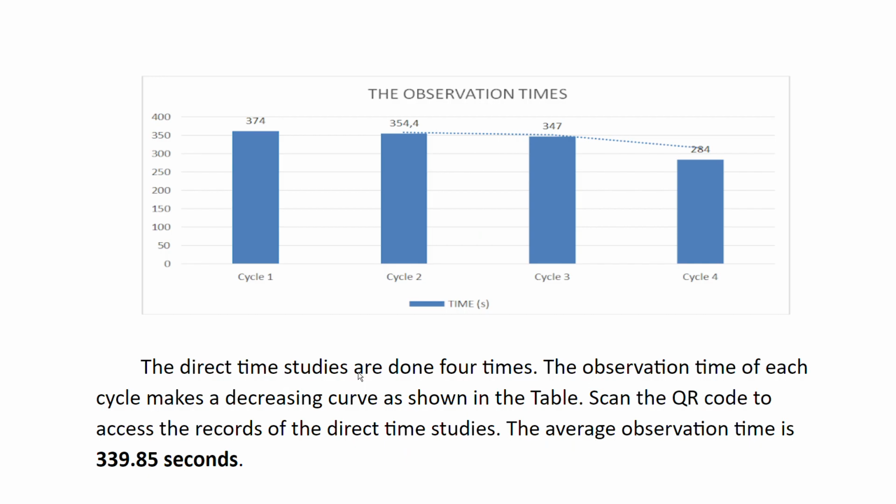The direct time studies were done 4 times. The observation time of each cycle makes a decreasing curve as shown in the table. Scan the QR code to access the records of direct time studies. We found the average observation time as 339.78 seconds.